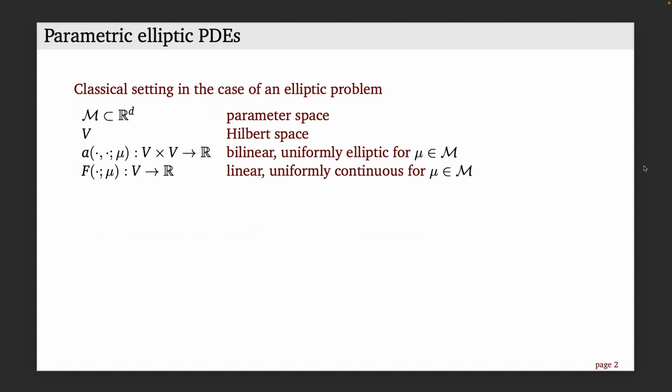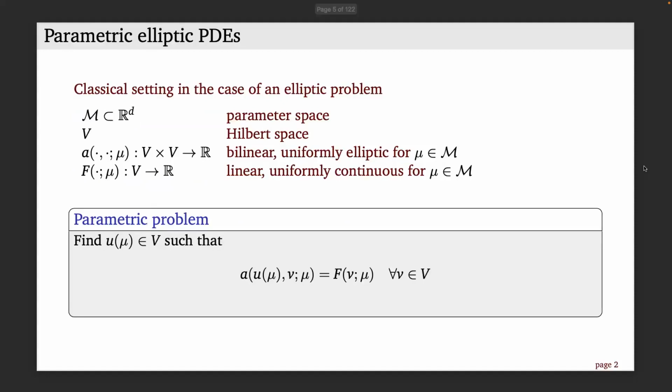So what is the classical setting for elliptic PDEs? You have a parametric space M, for the moment deterministic, so d-dimensional. I have a Hilbert space V, a bilinear form A and the right-hand side F, so that in the setting of the Lax-Milgram lemma, I'm just looking for a solution u that solves A(u,v) = F(v) for all v in V. And this u depends on the parameter mu because both the bilinear form and the right-hand side F may depend on this parameter mu.